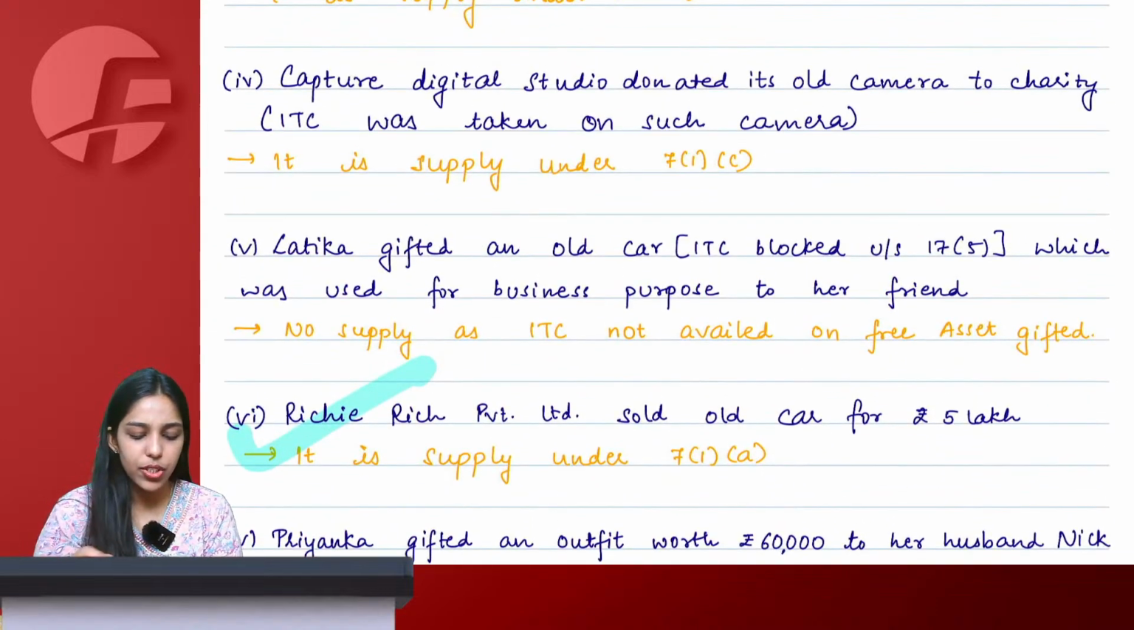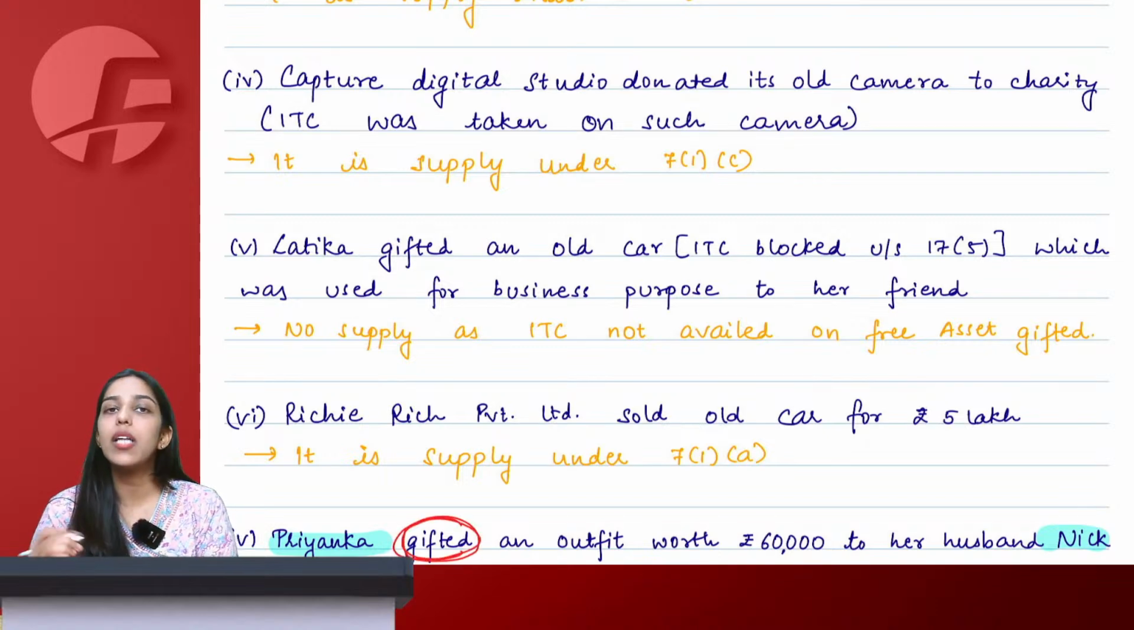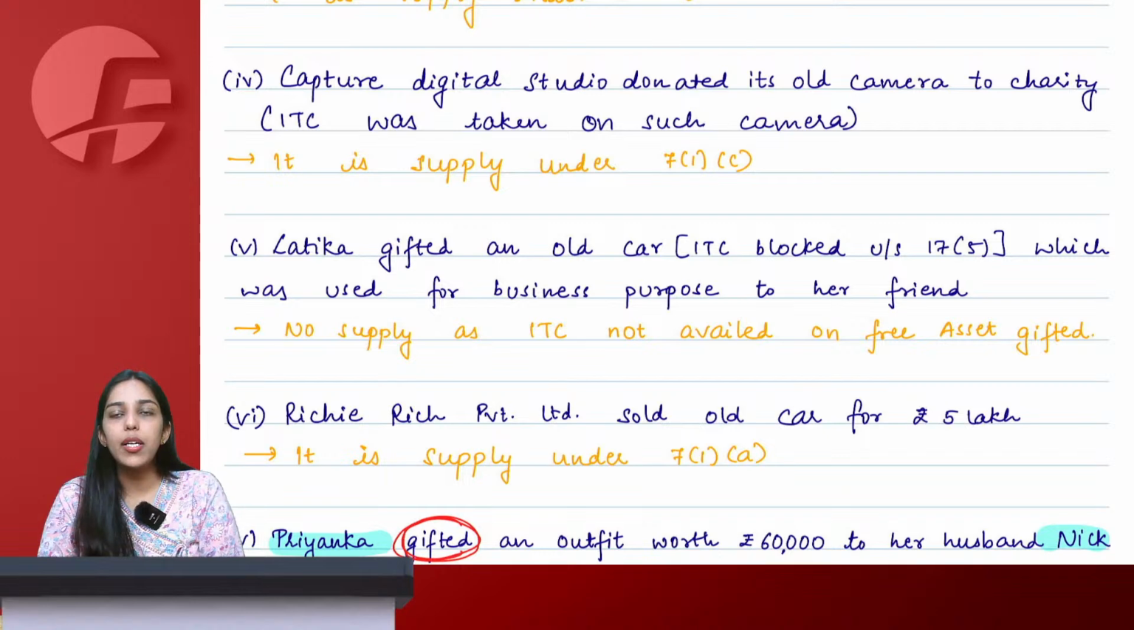And then last question, Priyanka gifted an outfit worth 60,000 to her husband Nick. So Priyanka and Nick are husband and wife, which means they are related persons, and Priyanka has gifted this outfit to Nick. It is a gift, which means it is without consideration. Quickly check the 4 paras of Schedule 1 and let me know whether it is supply or not.